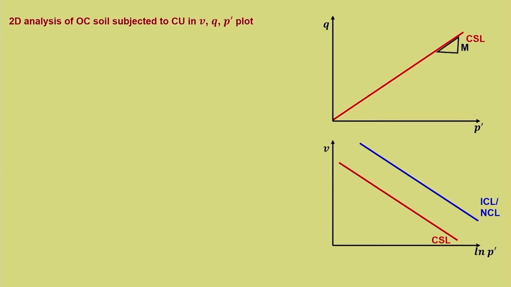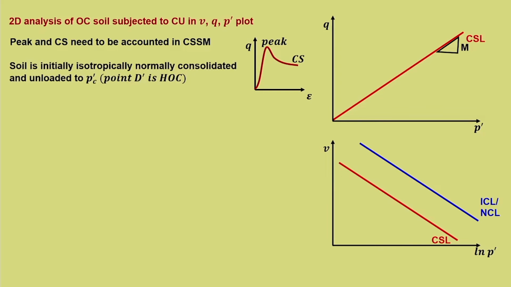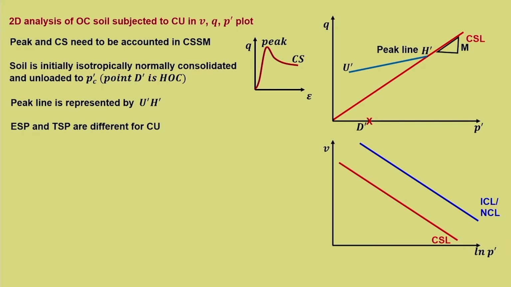2D analysis of OC soil subjected to CU. Now, we will see the undrained response. Again, peak and CS need to be accounted. First, it is normally consolidated, unloaded, the same starting point, peak line U dash H dash. ESP and TSP are different for CU. It is no longer the same. So, this we need to keep in mind.